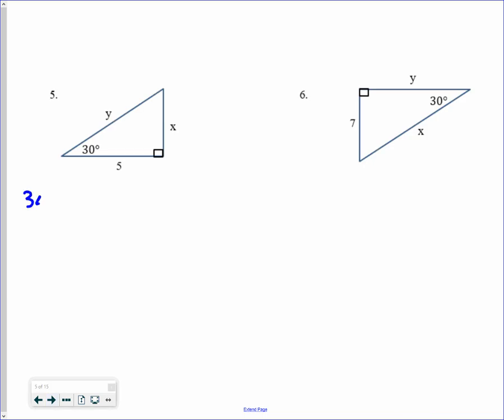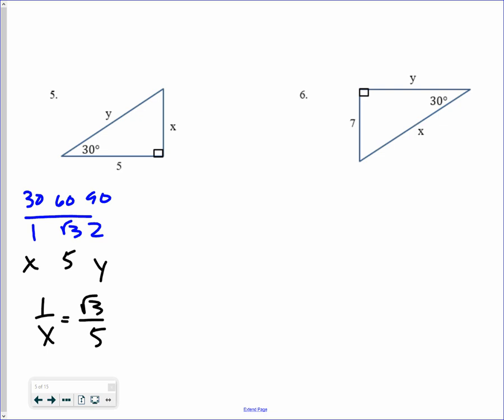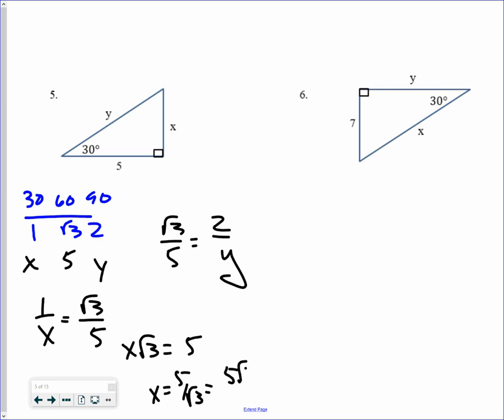30, 60, 90 triangle, automatically write 1, square root of 3, 2. In this particular picture, opposite of the 30 is x, opposite of the 60 is 5, and the hypotenuse is y, setting up a proportion then. So 1 over x would equal the square root of 3 over 5, and then the square root of 3 over 5 would equal 2 over y. Solving x first, x times the square root of 3 equals 5. I'm going to end up dividing by the square root of 3, which gets me 5 square roots of 3 over 3. Same with this one. Y times the square root of 3 equals 10. Divide by the square root of 3, I get 10 square roots of 3 over 3.